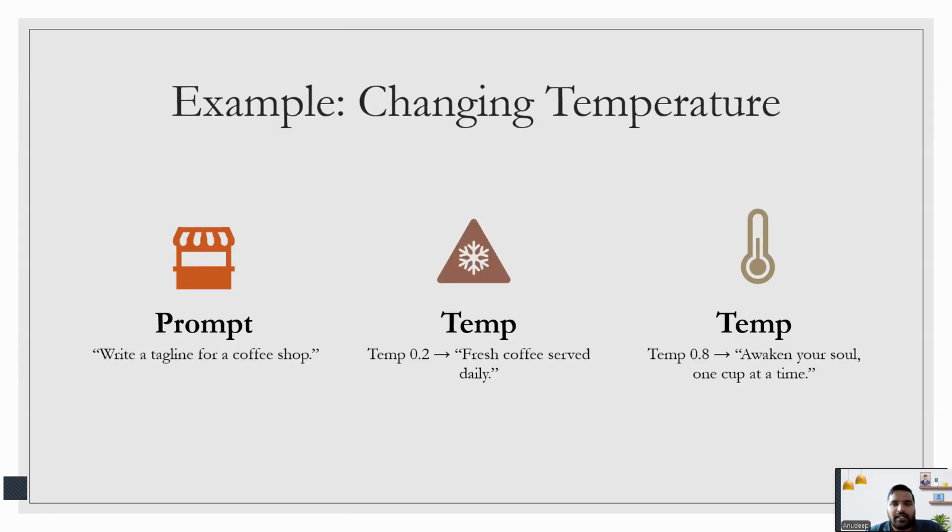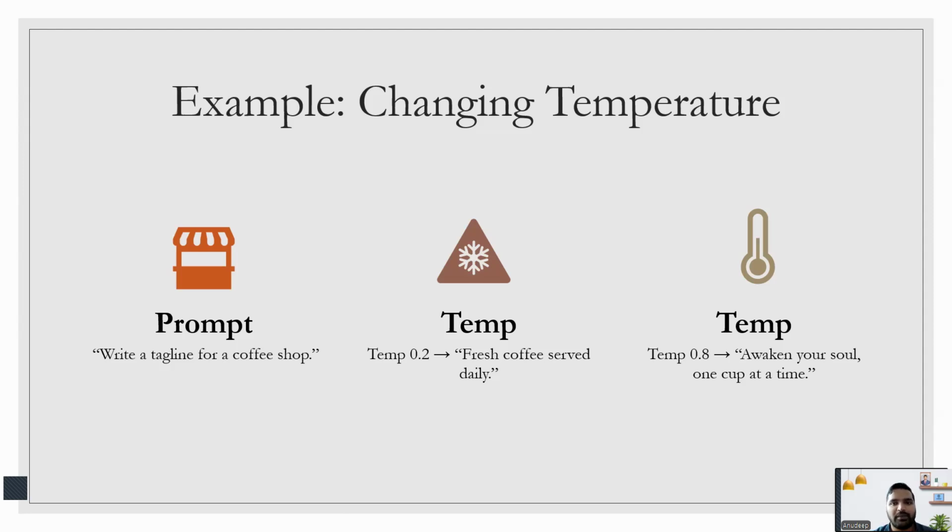Now, again, an example of changing temperature here for you to understand. Write a tagline for a coffee shop is my prompt. Now, if my temperature is low, it only says fresh coffee served daily. Now, what if I increase my temperature? Its creativity increases. Now, your generative AI engine or LLM will give an output saying, awaken your soul one cup at a time. Now, think of it as you are running a coffee shop business, and which one would you choose between these two? The left one or the right one? I would choose the right one because I want my customers to be thinking about it in a creative aspect rather than a bland, fresh coffee served daily kind of thing, right?